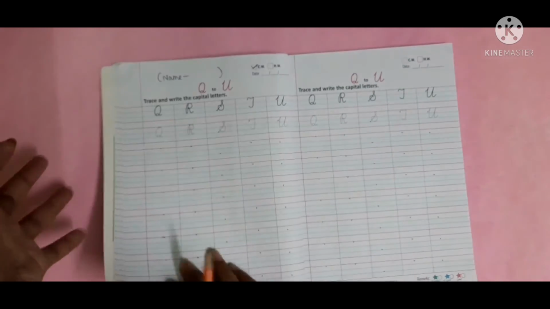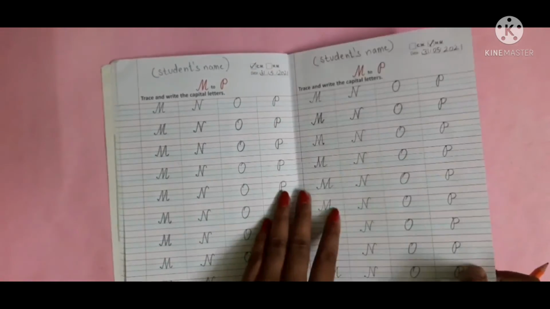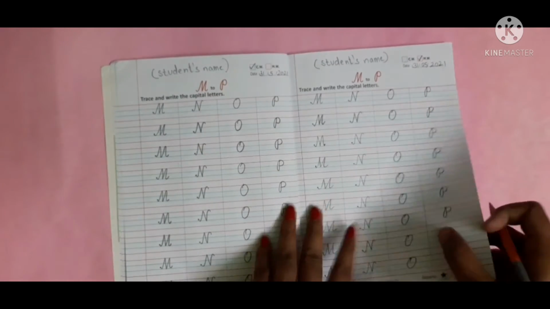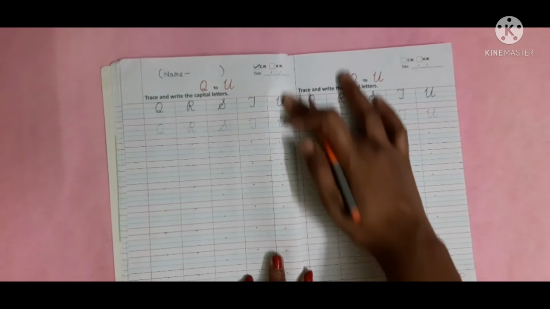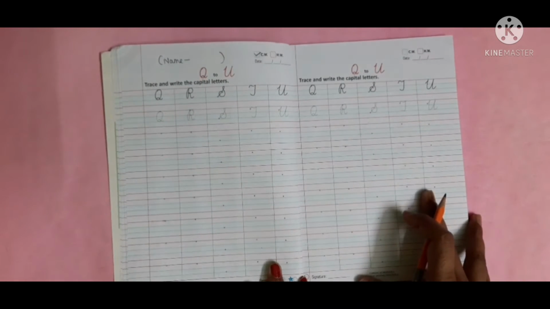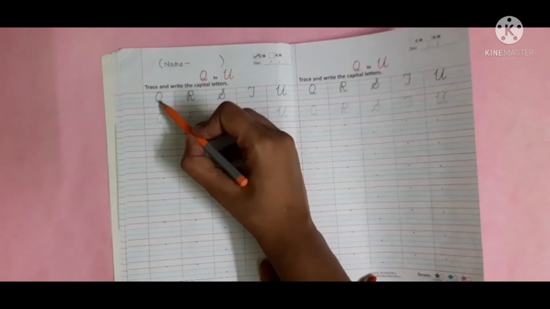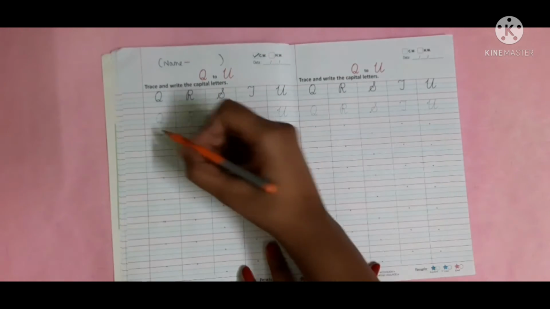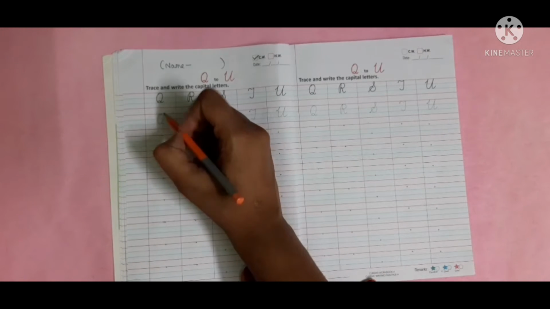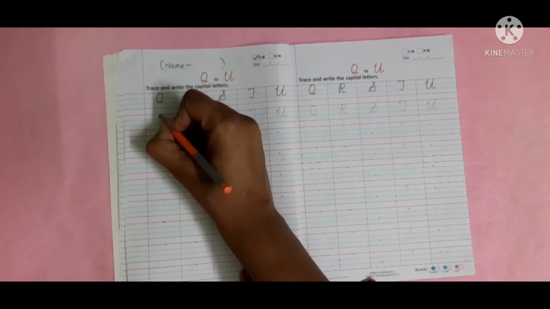Okay. So in our previous video we have learned how to write capital M to P in cursive, okay, and today we will learn how to write capital Q to U in cursive, okay. So let's start. First here you can see capital Q. First we will trace this dotted Q, okay. So let's start. Q for queen, right here.